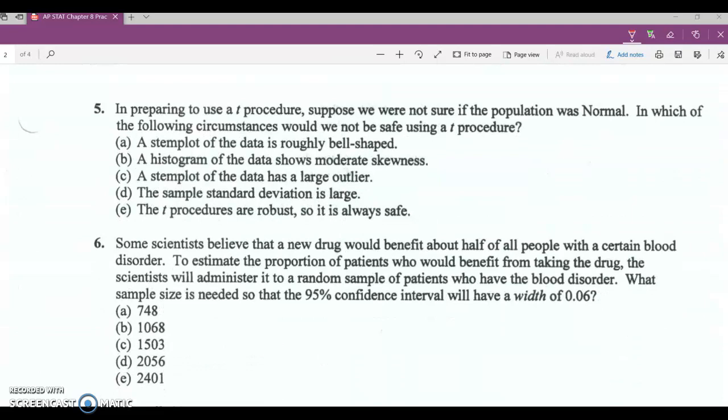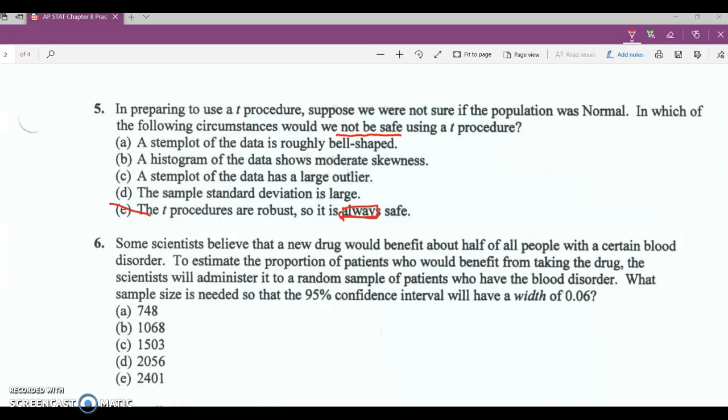Number 5, in preparing to use a T procedure, suppose we are not sure if the population was normal. In which of the following circumstances would we not be safe using a T procedure? So, outliers and strong skew. T procedures are, I'm starting at the bottom. T procedures are robust, so it's always safe? No, they are robust, but that doesn't mean it's always safe.